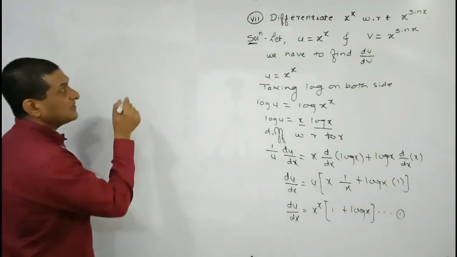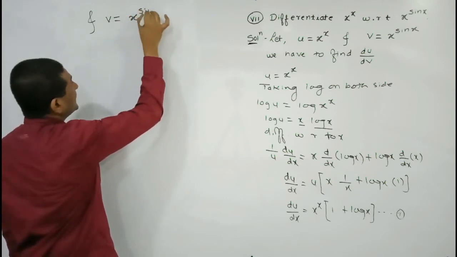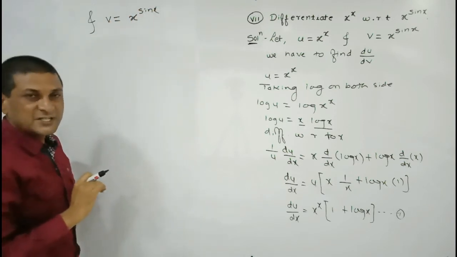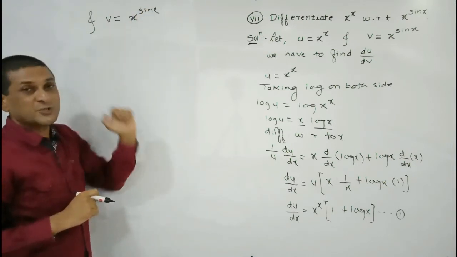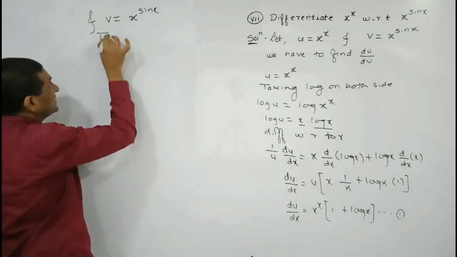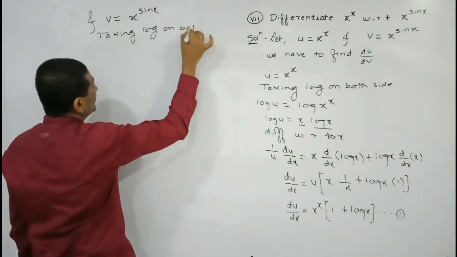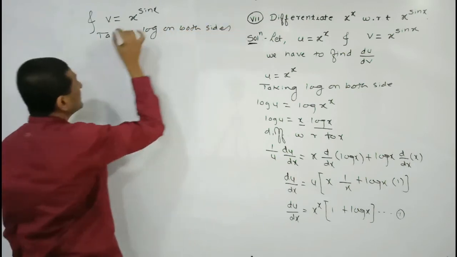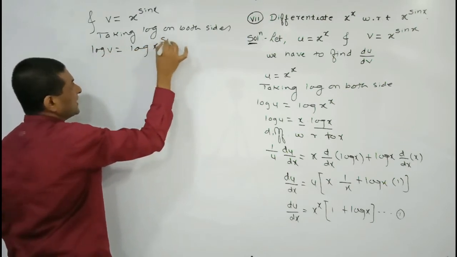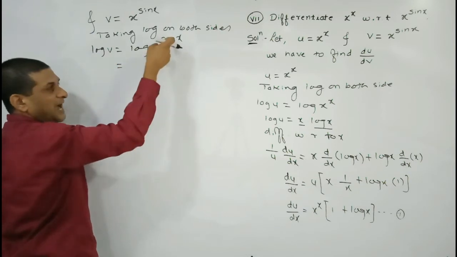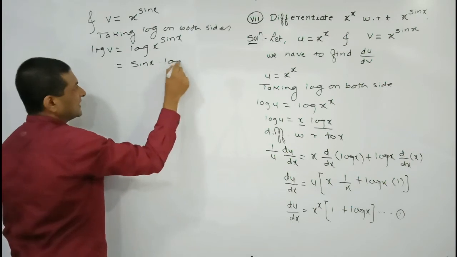Now consider the second function v, and v is equal to, what is v here? x raised to power sine x. So here also, to differentiate it, we have to use the logarithmic differentiation method, since the function is in the form of f of x raised to power g of x. So taking log on both sides, what will we get here? On this side we will get log v, and on this side we will get log of x raised to power sine x. According to laws of logarithm, this power can be taken as a coefficient, meaning sin x can be taken as a coefficient.